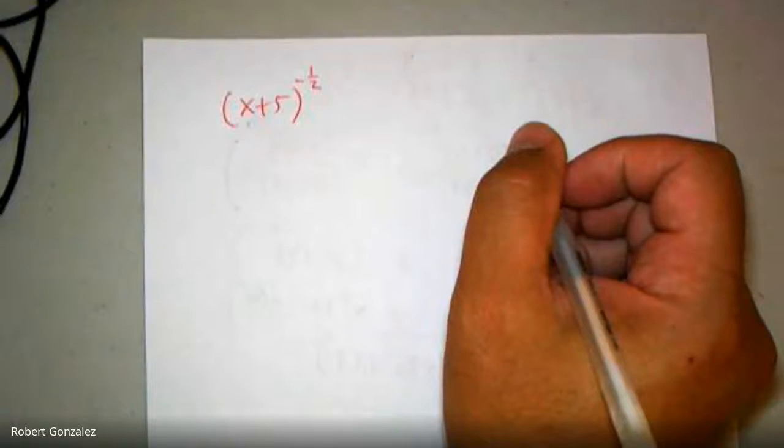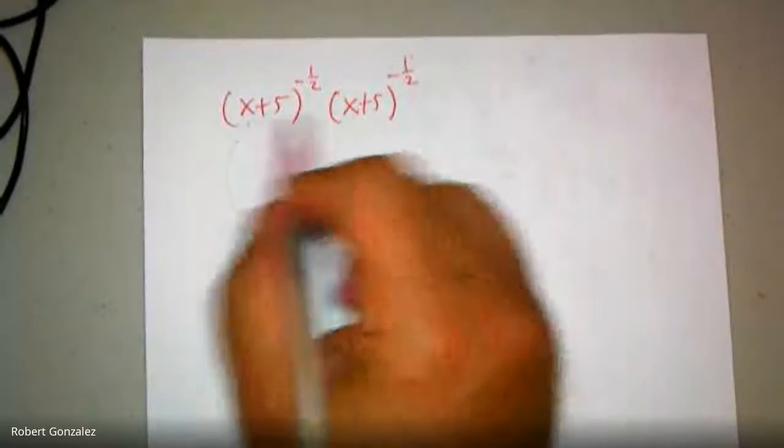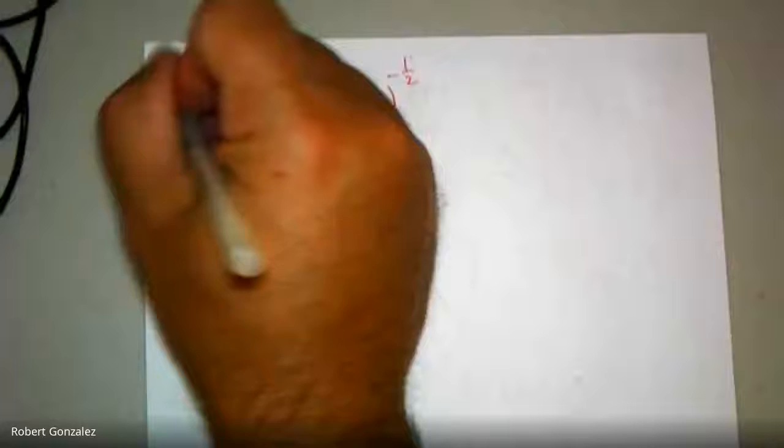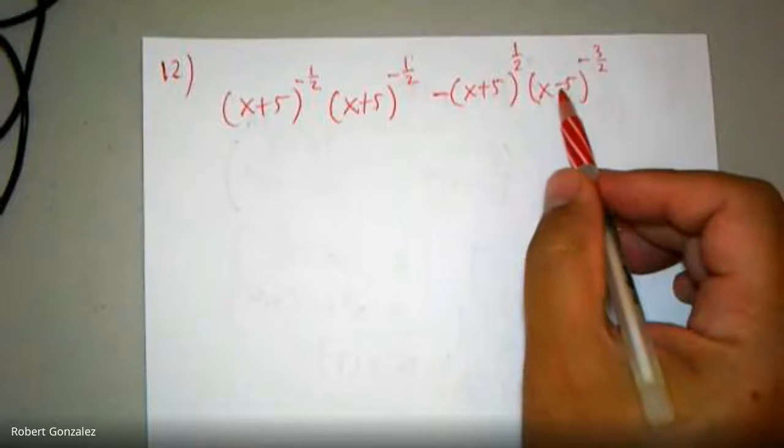Is it multiplied or divided? It's multiplied. Okay, x plus 5 again, and then negative 1/2. So it's the same quantity both times? Yes. Okay. And then minus x plus 5, 1/2 to the power 1/2, and then x minus 5 to the power of negative 3 over 2. So this is the only one that's negative, right? Yes. Okay.